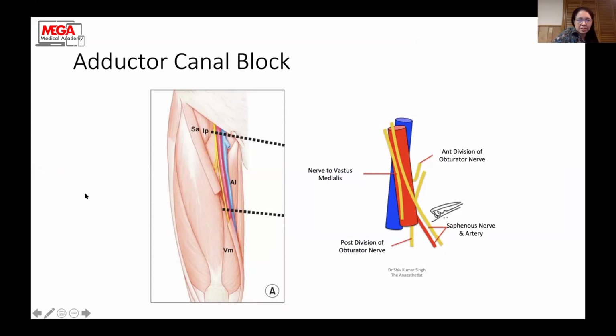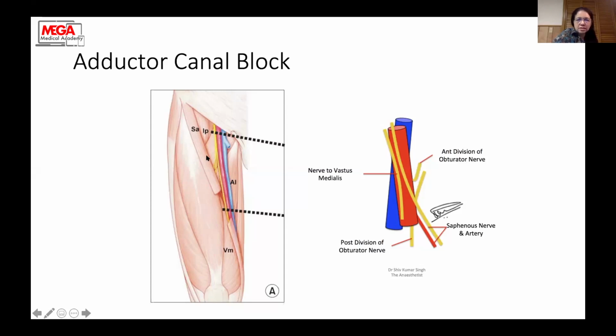In the past 10 or 15 years, a block was developed called the adductor canal block, which is a modification of the femoral nerve block. The reason for that modification is that the femoral nerve supplies the muscles and the sensation to the anterior thigh, the medial side of the knee, the knee in general, and the leg. When you block the femoral nerve, you block all the muscles and the sensations. This became a problem, especially in joint surgeries where they want to mobilize the patients early.